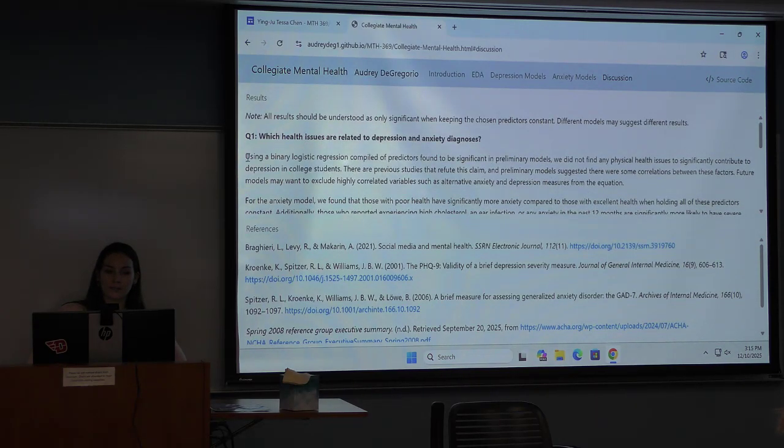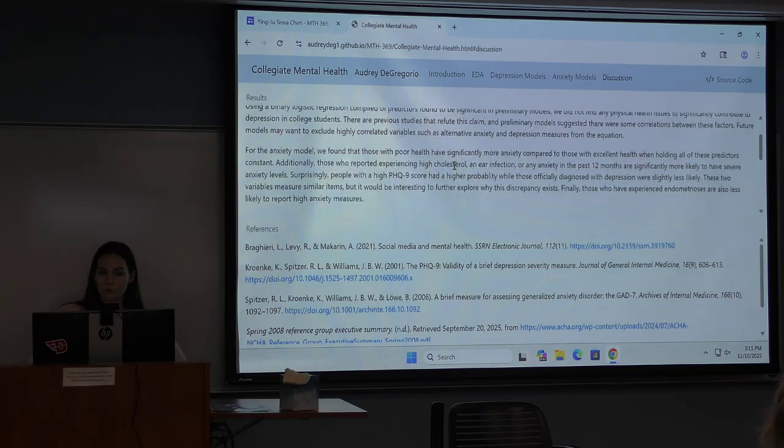So we didn't find any significant health issues in relation to depression, which was interesting. For anxiety, we found a couple different ones, cholesterol and ear infections, which was interesting.